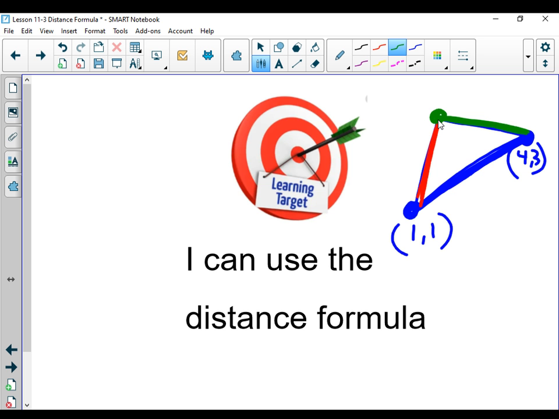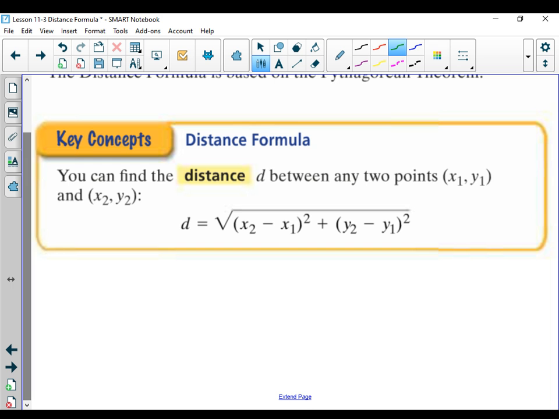Here's what I mean. The distance formula is longer, and it looks, to start with, kind of scary. But it will be okay once we practice a couple.